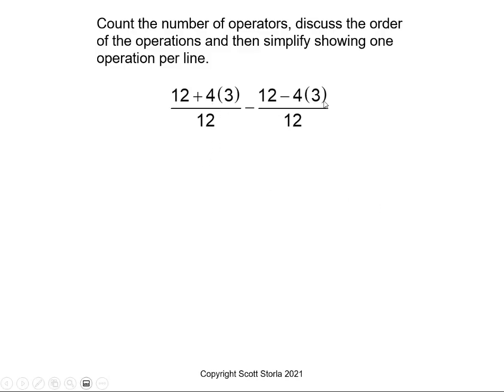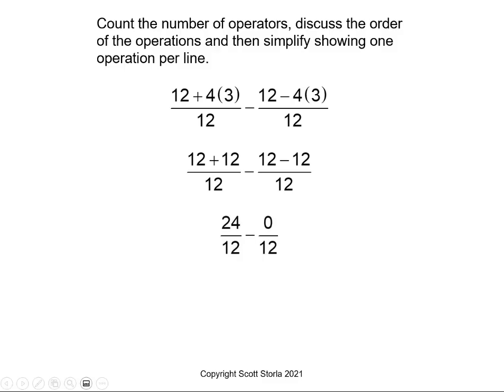In both cases, 4 times 3 will give me 12. In my first term, 12 plus 12 will give me 24, and in the second, 12 minus 12 will give me 0. 24 divided by 12 will give me 2. 0 divided by 12 will give me 0, and my difference is 2.